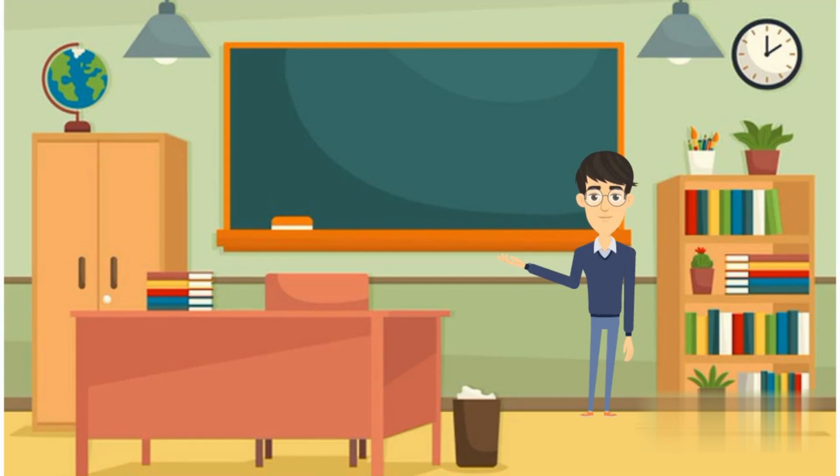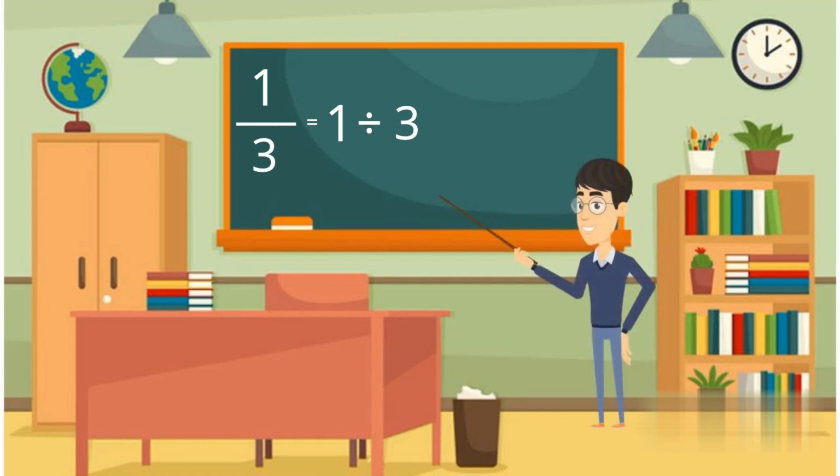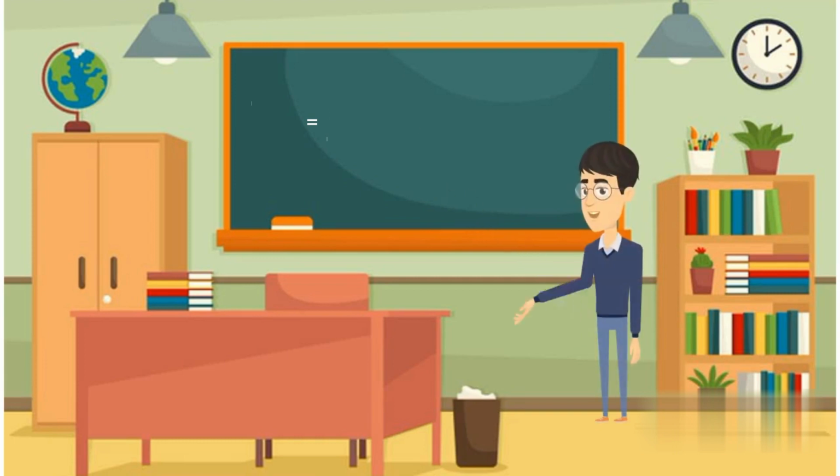Let's recap what we learned so far today. We found out a fraction can be written as a division problem. The line between the top number and the bottom number is another way to write the division symbol. The top number is called the numerator, and the bottom number is called the denominator. We found out that we can divide a smaller number by a bigger number. This is all for today. Now let's do some exercises.